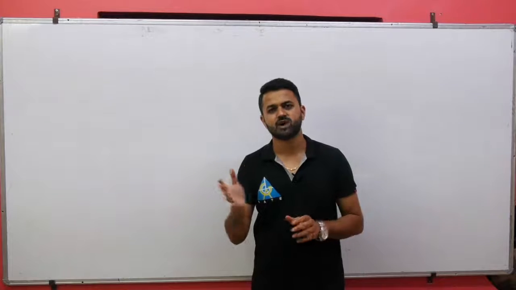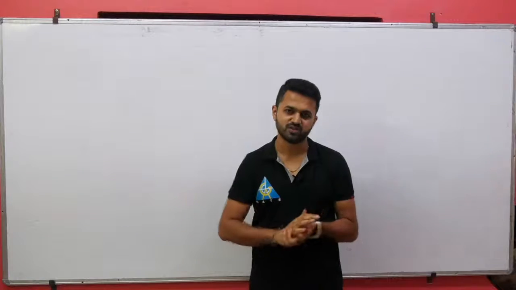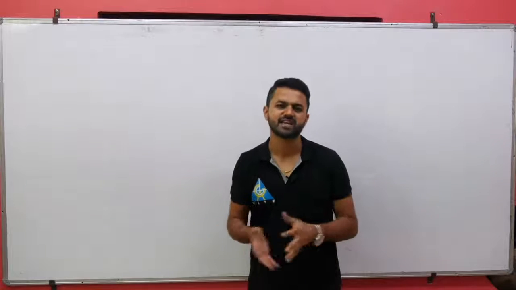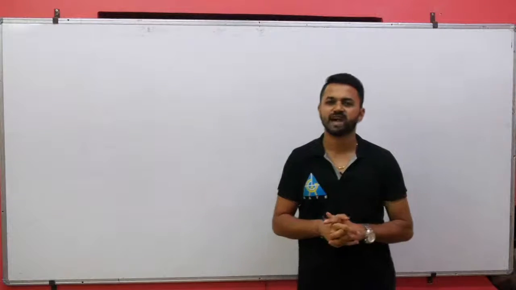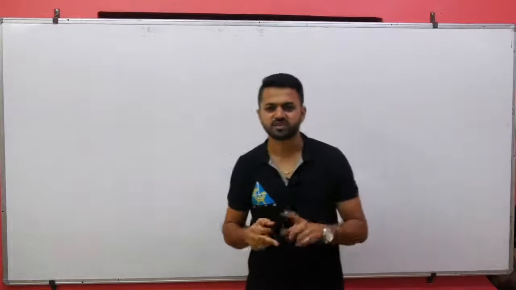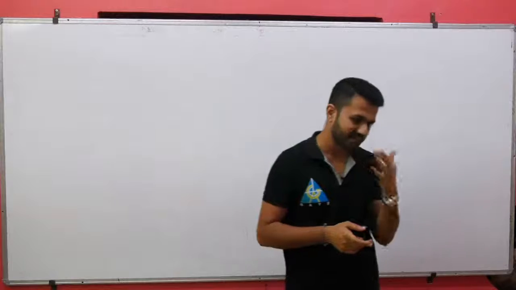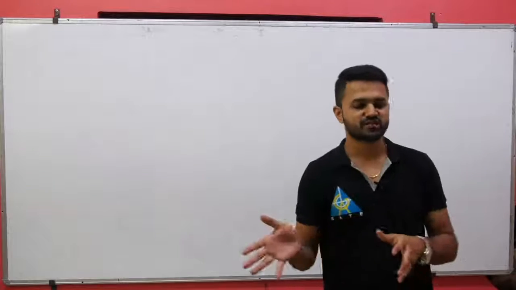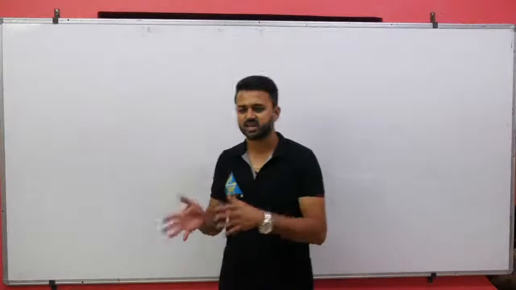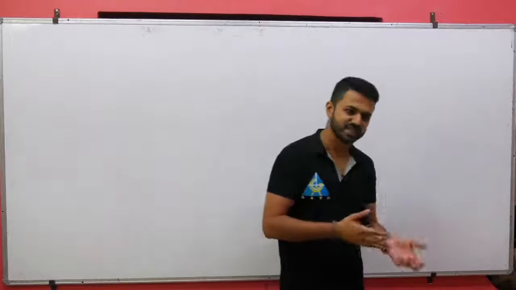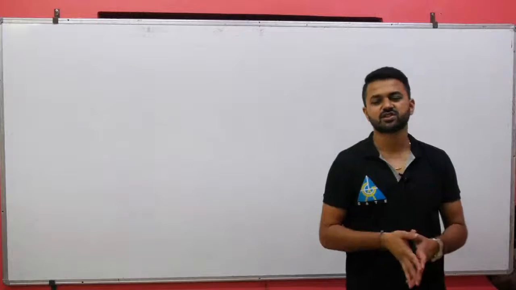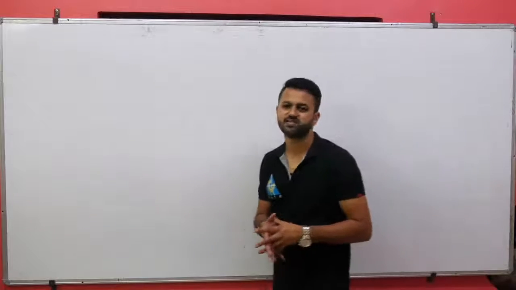The VSWR, standing wave ratio, not voltage standing wave ratio, it is electric field standing wave ratio, and the magnetic field standing wave ratio, reflection coefficient for electric field, magnetic field. What is the condition of the standing wave pattern when eta 2 is greater than eta 1, eta 2 less than eta 1, range of the reflection coefficient and range of standing wave ratio.